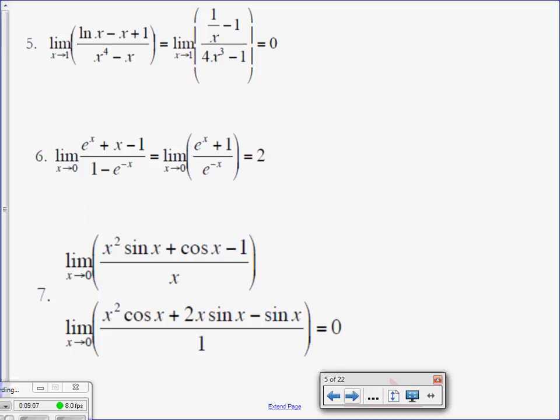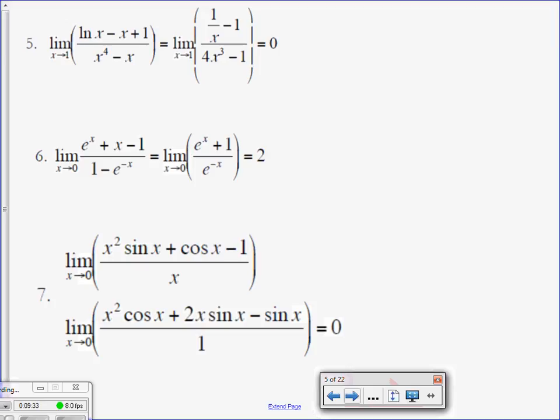5. 5 was 0 over 0. You apply L'Hopital's, you get 0. Did you get that? You got 3 over 0? What's the ln of 1? 0. 0 minus 1 plus 1. So the numerator is 0. No?